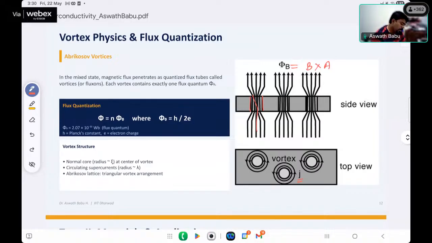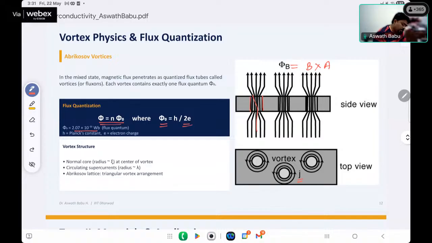Here in the mixed state, magnetic flux penetrates as quantized flux tubes called vortices, also called fluxons, in a particular region. Each vortex contains exactly one flux quantum. The number of field lines going through can be quantized in terms of fluxons, where each flux quantum is represented as Planck's constant divided by 2e. The exact value you can see as a number.